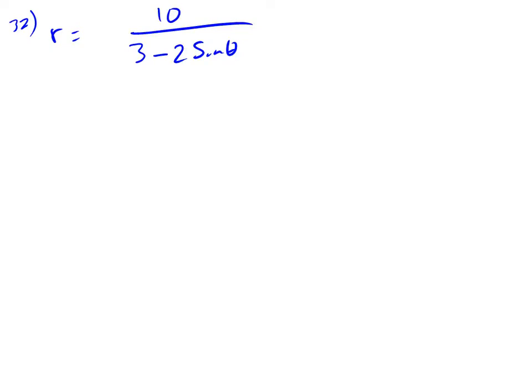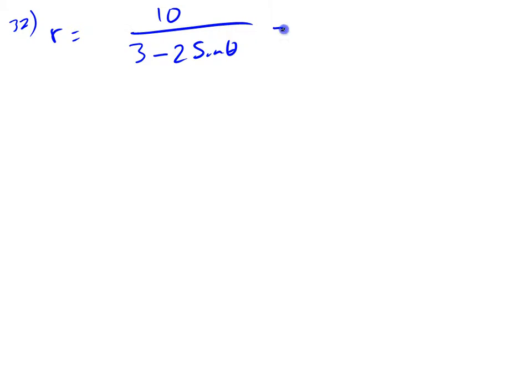Here's number 32 from the book. They want us to identify what type of conic it is and then sketch it and find a whole bunch of stuff out about it. So notice this is not quite in the form that we have been working with because there's a 3 here instead of a 1. So I can do this.